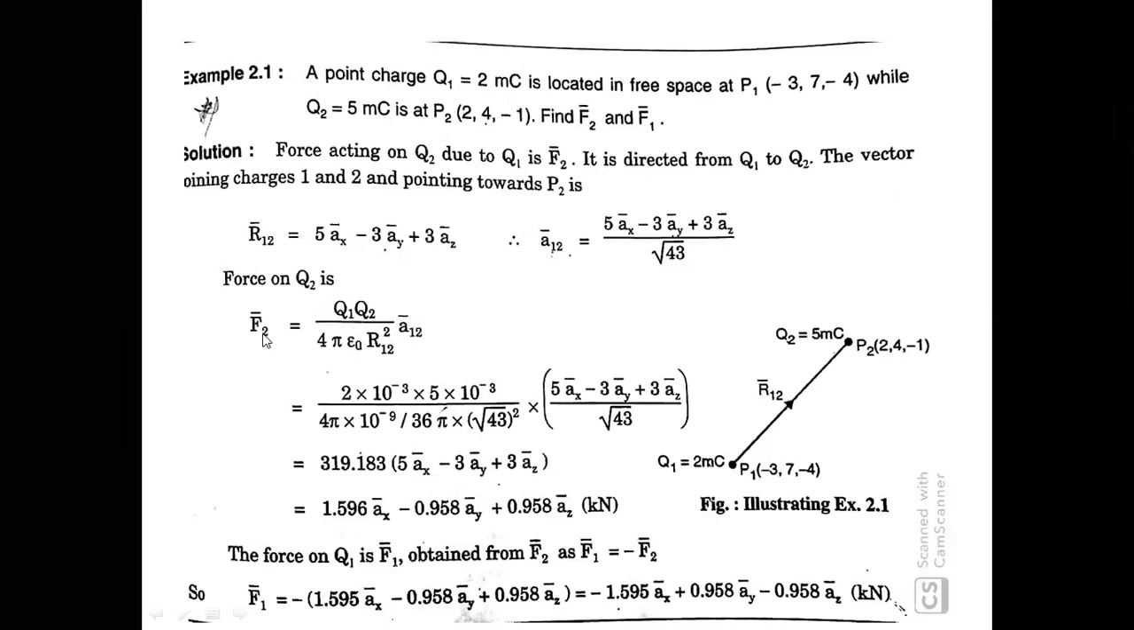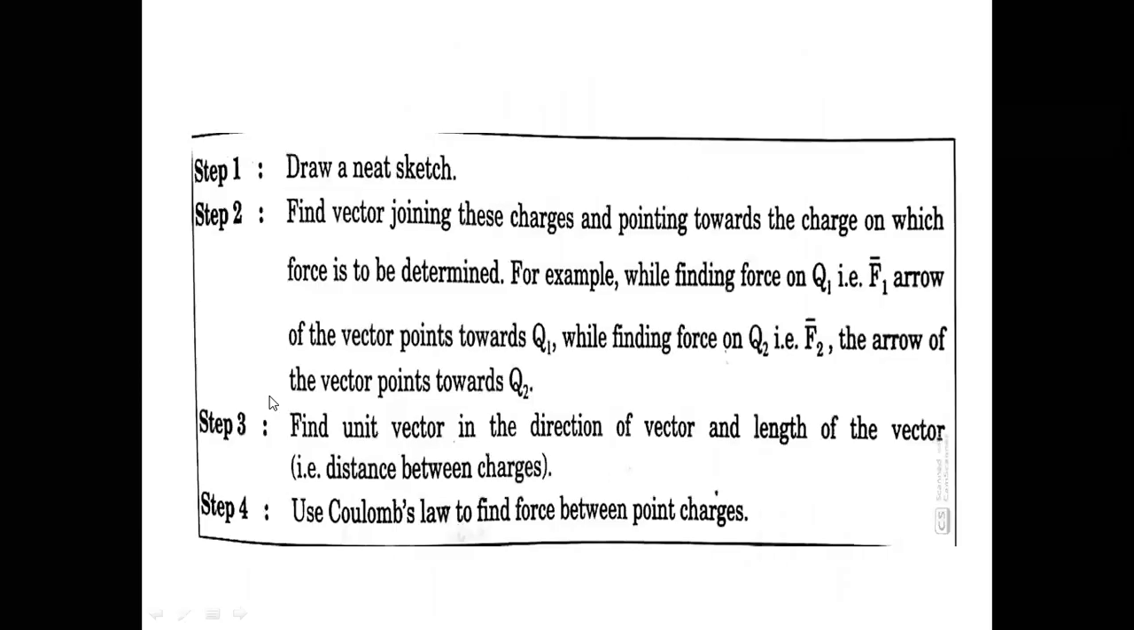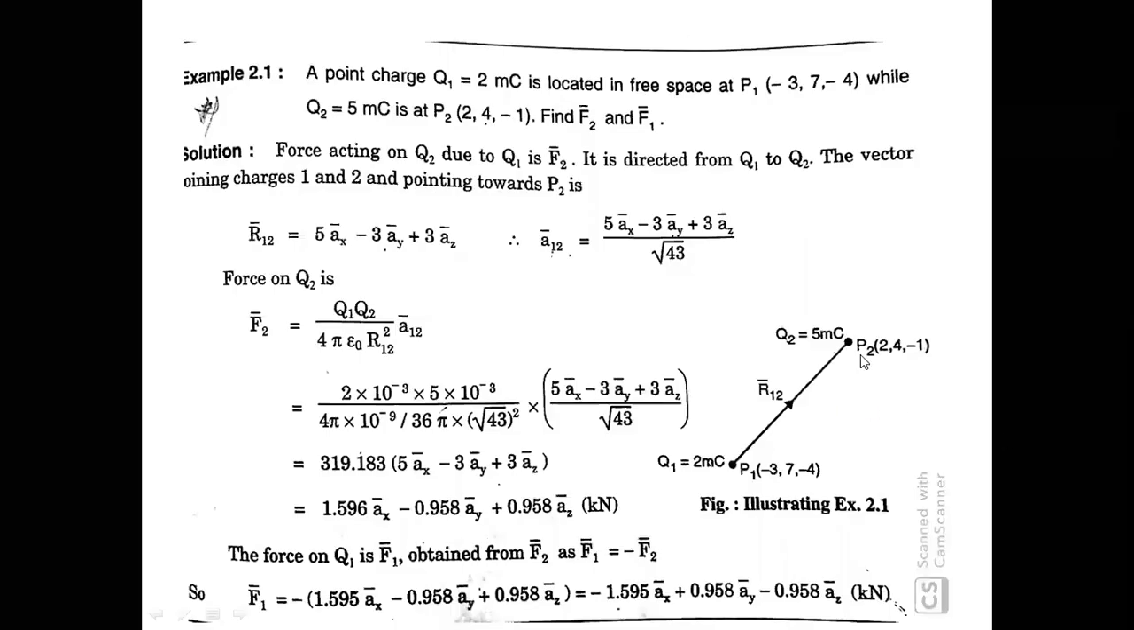What does this F2 mean? It is the force on charge 2. F2 means the force on charge 2 due to charge 1. So this one is in the direction from 1 to 2, and we have to calculate the unit vector in this direction. Okay, so it is a bar 1,2.